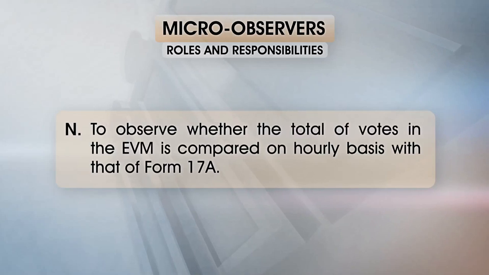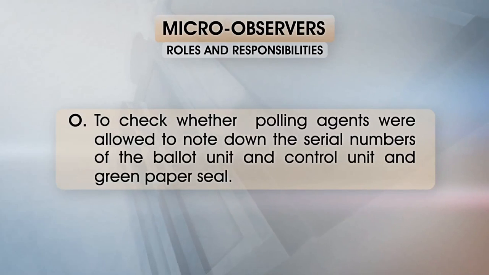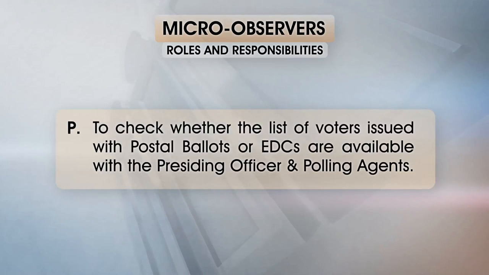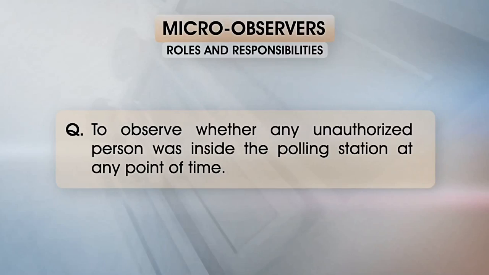To observe whether the total of votes in the EVM is compared on hourly basis with that of Form 17A. To check whether polling agents were allowed to note down the serial numbers of the ballot unit and control unit and green paper seal. To check whether the list of voters issued with postal ballots or EDCs are available with the presiding officer and polling agents. To observe whether any unauthorized person was inside the polling station at any point of time.